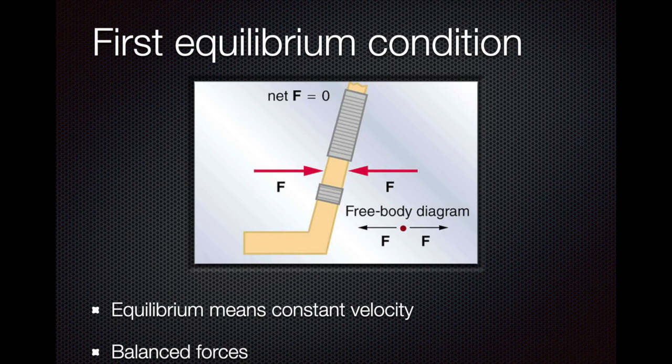So we see the free body diagram there. The forces balance out, so the net force is zero. So we would have constant velocity. If the stick were initially at rest, it would stay at rest. If it were initially sliding in some direction, it would keep sliding in that direction at the same velocity as long as the forces are balanced.